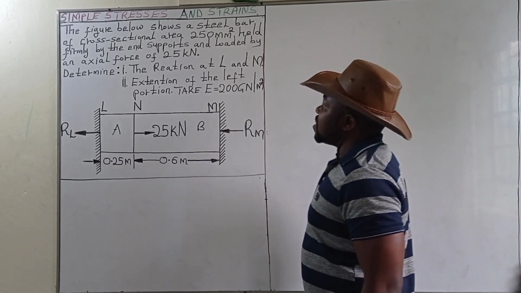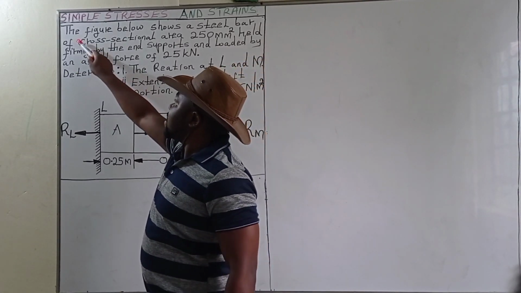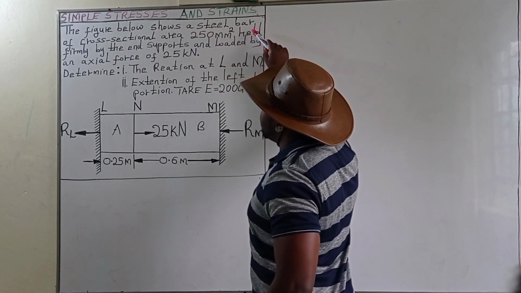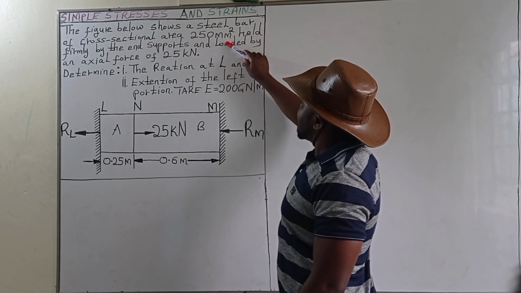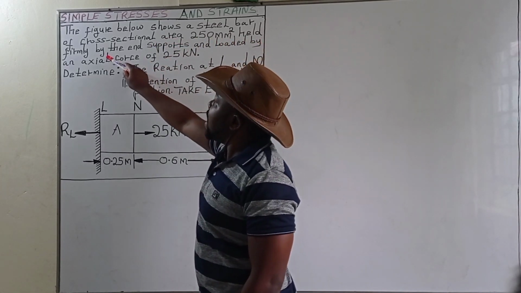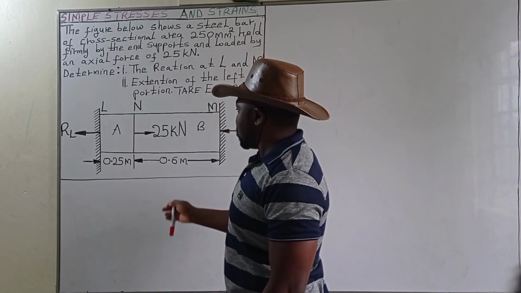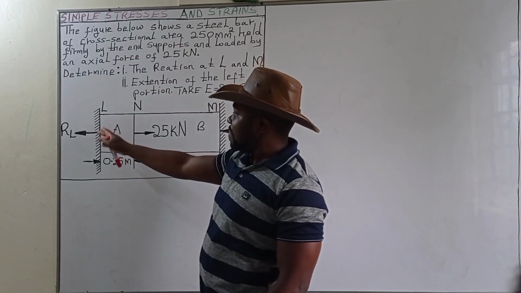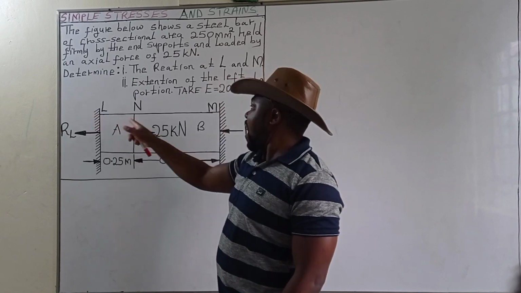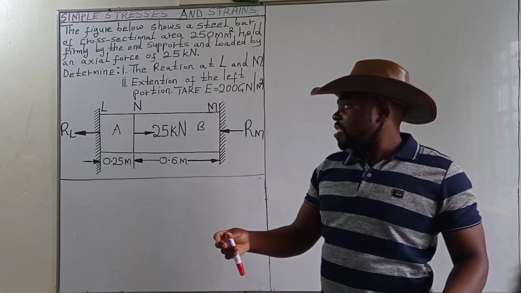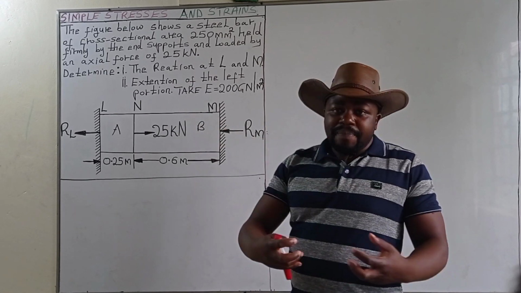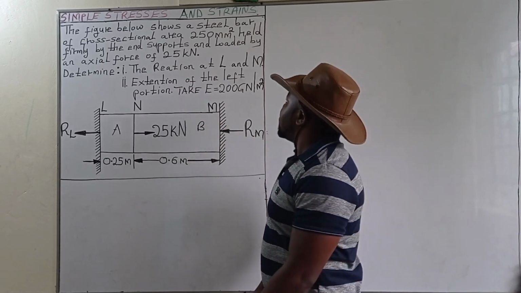Today we are solving this question that says this. The figure below shows a steel bar of cross-sectional area 250 square millimeters held firmly by the end supports. So this steel bar is held firmly at L and M. That's why we got the supports that will prevent this steel bar from extending in any given direction.